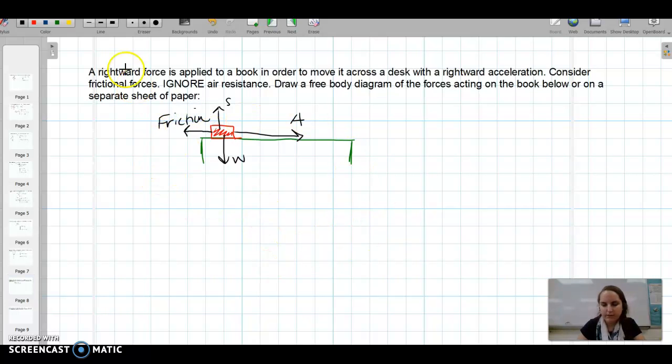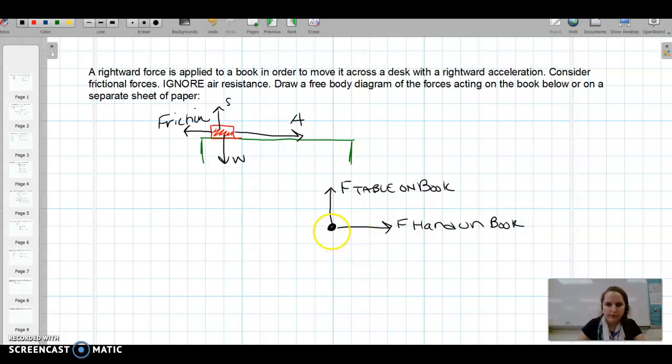Sweet. Now that we have identified all of our forces, let's draw in the FBD. So we have the force of the table on the book, the force of hand on the book, or you can just say applied force there, and then we have the force of gravity on book. And then, last but not least, the force of friction.